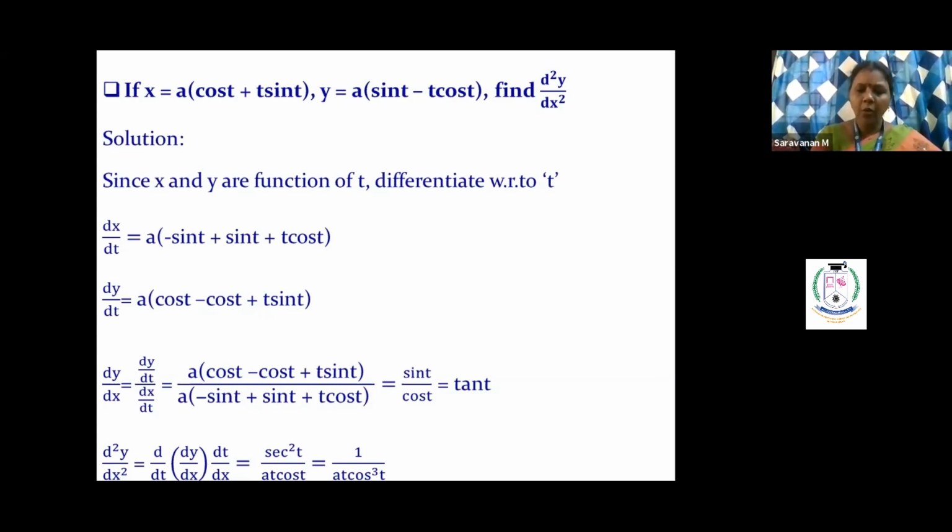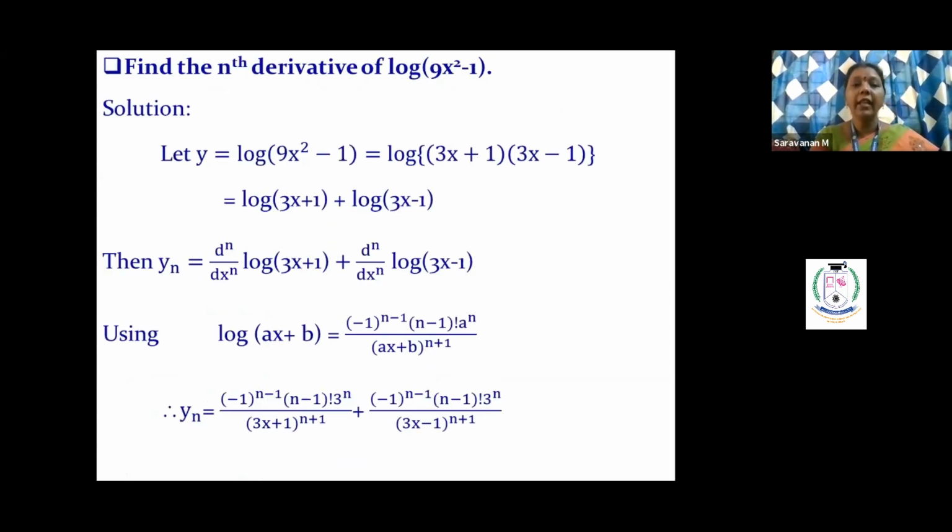Okay, now the next one is find the nth derivative. Find the nth derivative of log of 9x squared minus 1. Here we have y is equal to, but they didn't mention y. So what are we going to do? Let us assume y is equal to log of 9x squared minus 1.